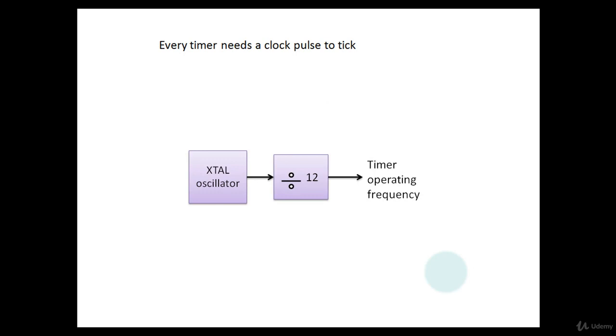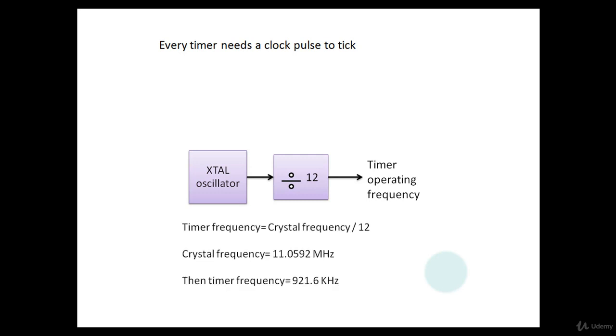Now the question is, what is the frequency of this clock pulse? So the answer is, the timer operating frequency is always crystal oscillator frequency divided by 12. In our case, the crystal oscillator frequency is 11.059 MHz. Hence, the timer frequency is 921.6 kHz.